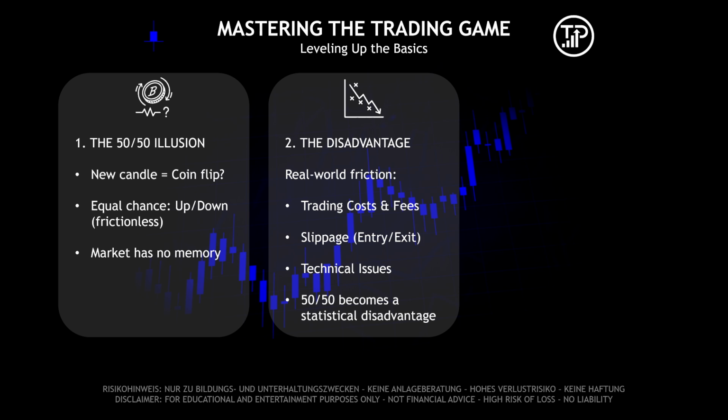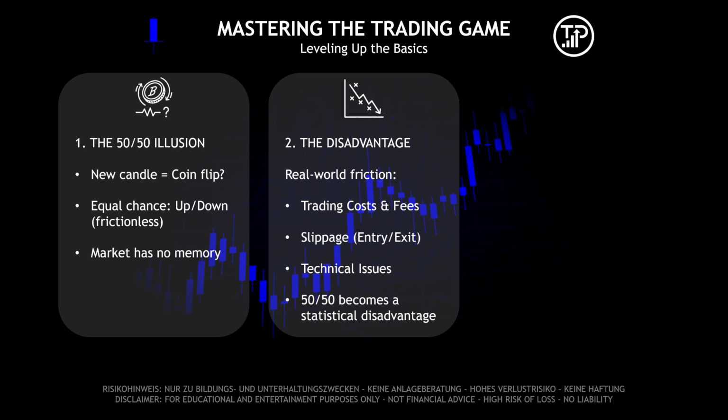Each of these factors, trading costs, slippage, and technical failures, acts like a small tax on your activity. They systematically turn that theoretical 50-50 game into a statistical disadvantage over time. It becomes a 49-51 or 48-52 game stacked against you. And in the long run, that small disadvantage is enough to wipe out most retail traders. So how can you possibly win?